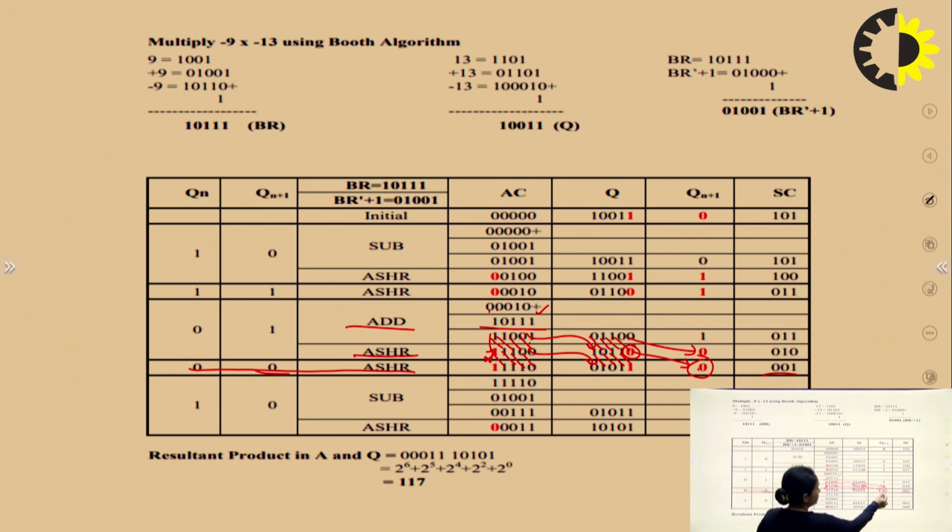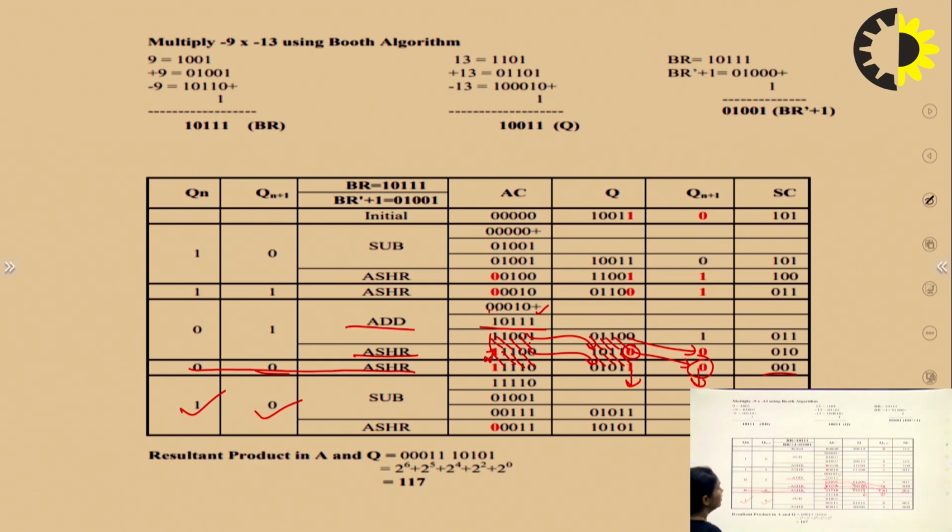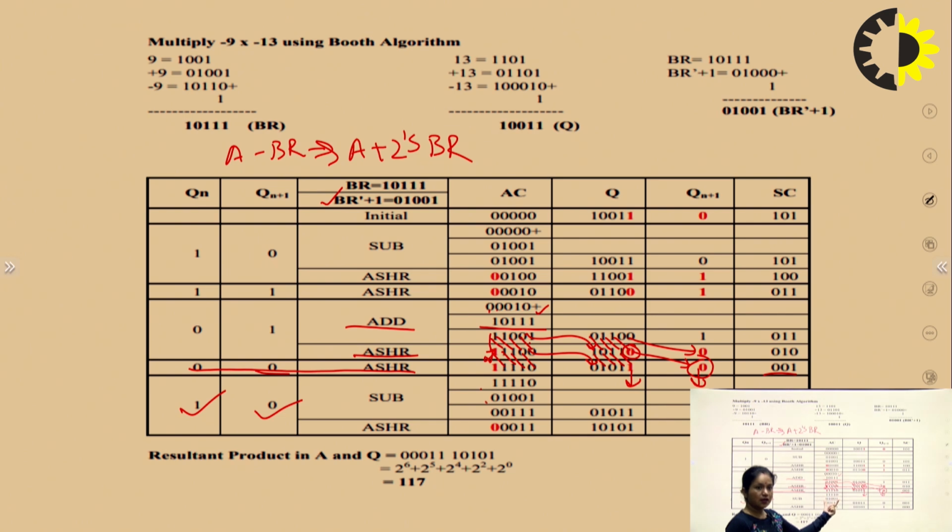Again, this is Qn plus 1 I have taken, and this will be the Qn I have taken. 1, 0. What will we go for? Subtraction. Again, A minus BR, that is equivalent to A plus 2's complement of BR. Got it? So 2's complement of BR, we already have this. Okay, let's do it. Subtract. The accumulator value is this.